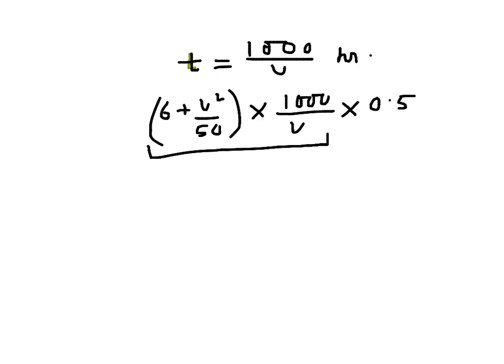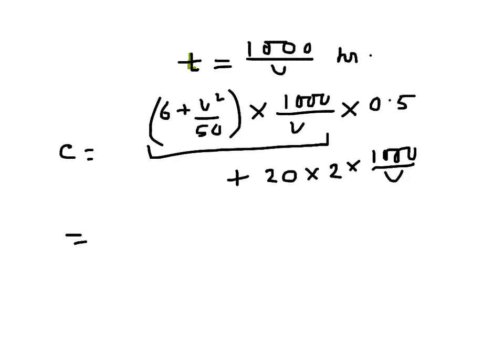So this one will be one part of the cost, which is the fuel cost, plus the driver's wages. So that's $20 per hour, so 20 times 1000 over v. So this should be C.